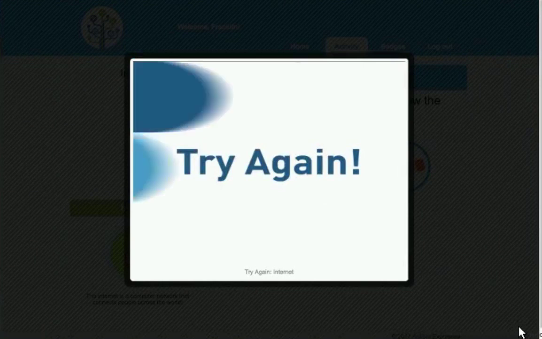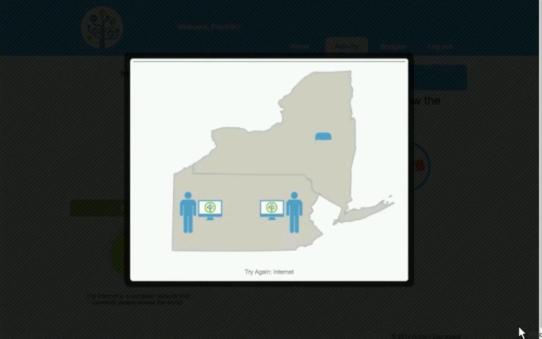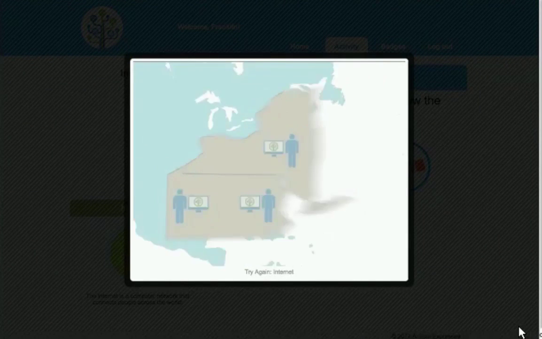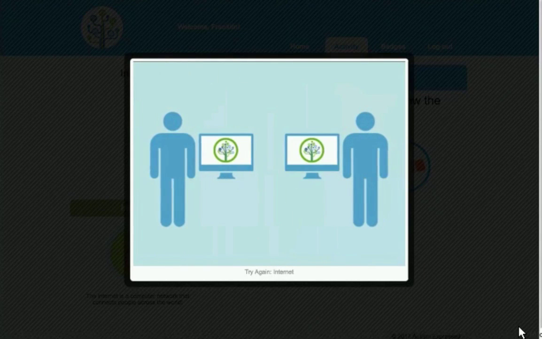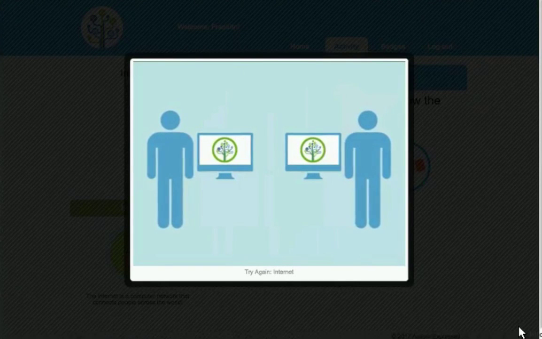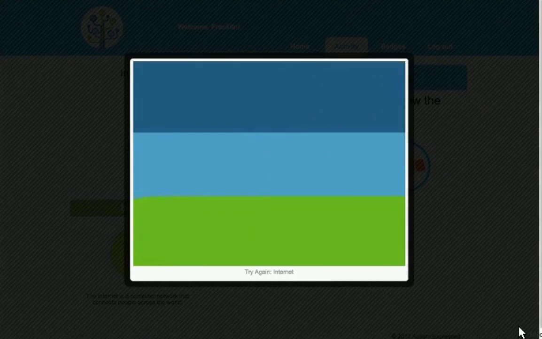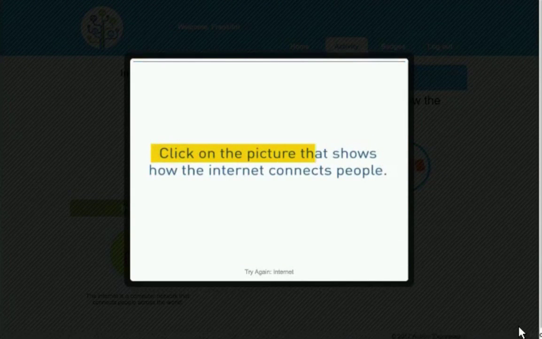Try again. Remember, you can view the same website from any computer in the world. Click on the picture that shows how the internet connects people.